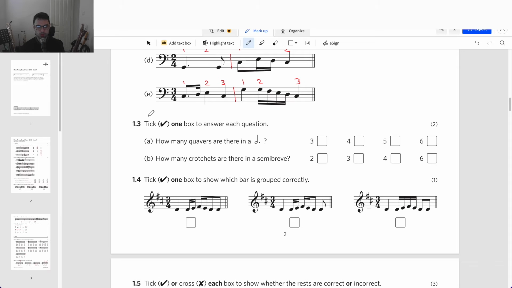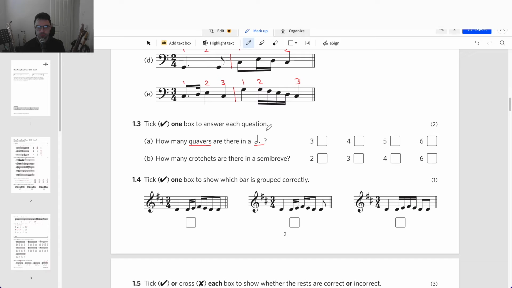All right, section 1.3. Tick 1 box to answer each question. Question A. How many quavers are there in a dotted minim? So they want to know how many quavers there are in a dotted minim. And our options are 3, 4, 5, and 6. So what is a dotted minim? It's just a minim with half its value added to it. That's what this dot is doing.